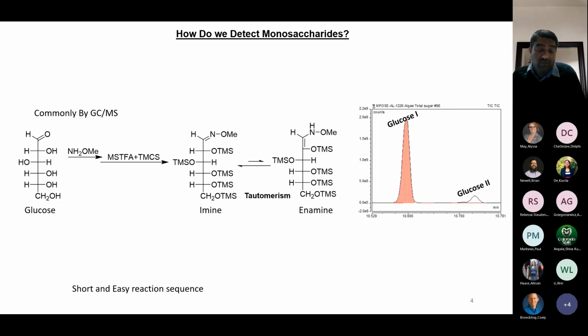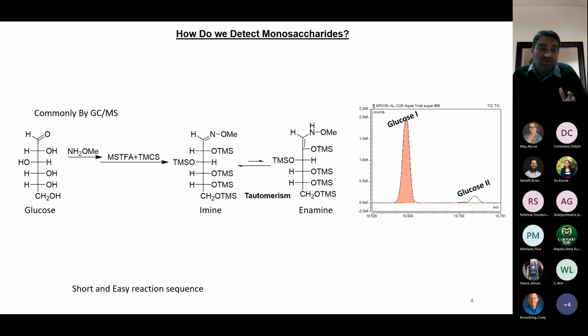Now, if we have a mixture of sugars, these peaks might interfere with other sugar signals. Although this is a very short and easy reaction sequence, the entire reaction sequence analysis can be done in 4 to 5 hours max.